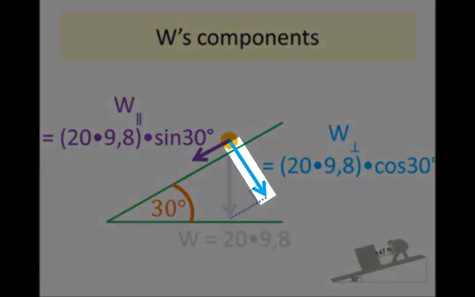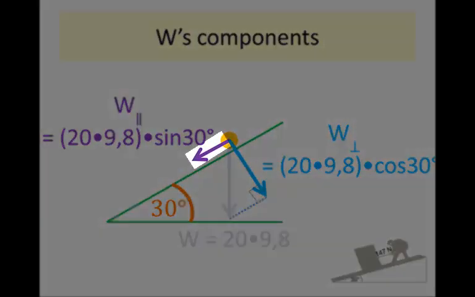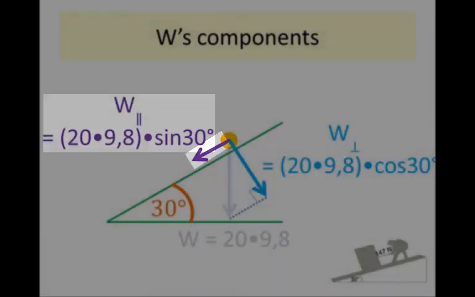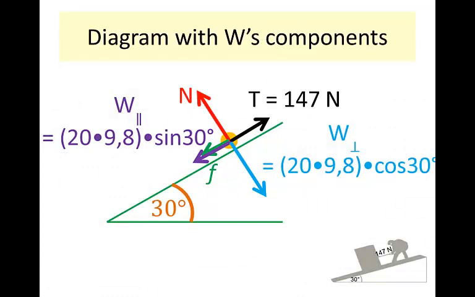The component perpendicular to the slope is equal to the weight's magnitude, 20 times 9,8, times cos theta. Theta in this case is 30. The component of weight parallel to the slope is equal to weight times sine 30. So here's the entire free body diagram with the components of weight drawn in instead of weight.